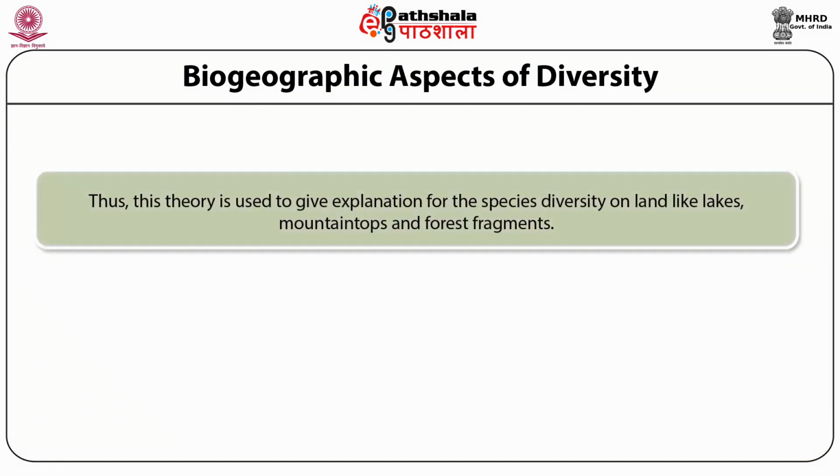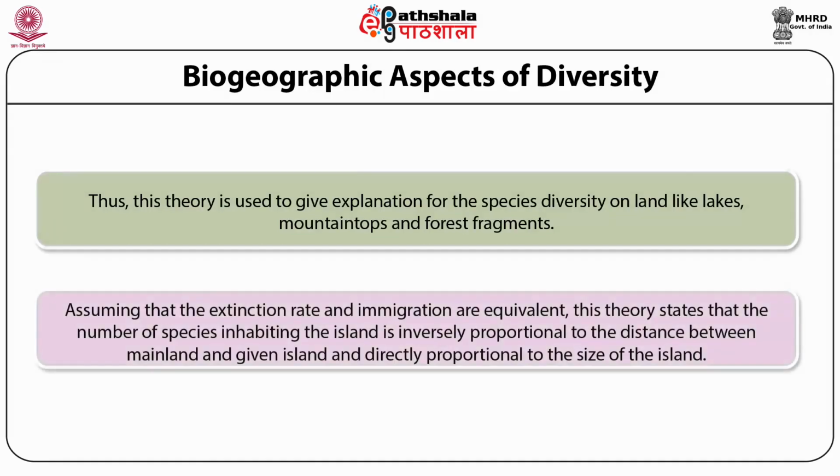This theory is used to explain the species diversity on land like lakes, mountain tops, and forest fragments. Assuming that the extinction rate and immigration are equivalent, this theory states that the number of species inhabiting the island is inversely proportional to the distance between the mainland and the given land and directly proportional to the size of the land.